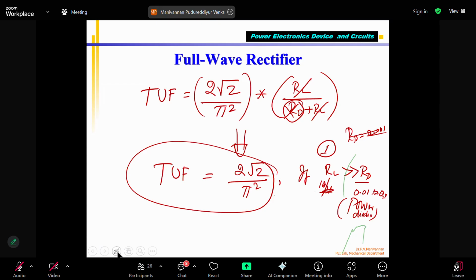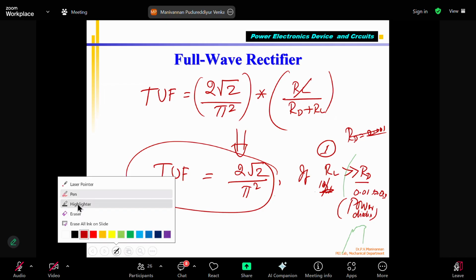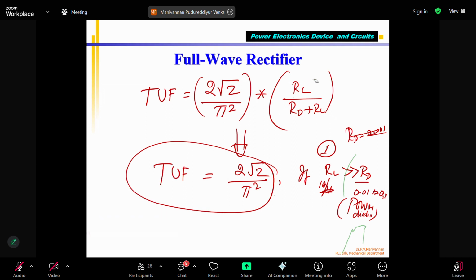So both these formulae, in the exam, depending upon what parameter you are getting, note down both the formulas. Okay, so this is the final formula.